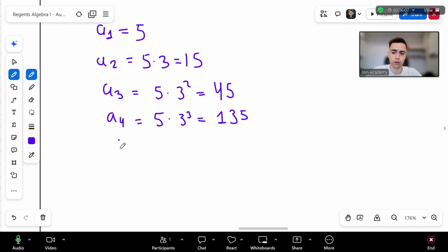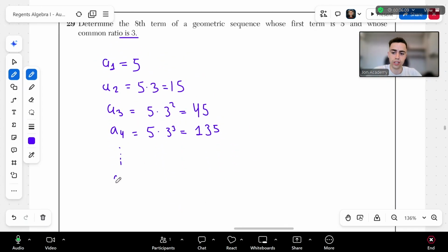We can also use the formula for a geometric sequence. So the 8th term, A8, is going to be 5 times 3 to the power of 7, and this we can write on the calculator directly here. It's going to be 10935. So that's going to be our final answer here.